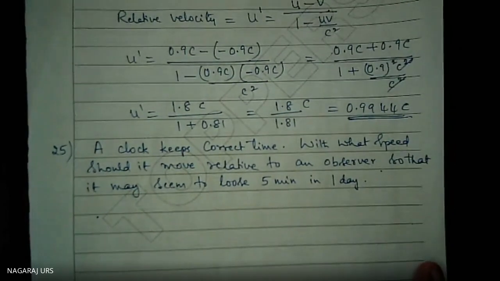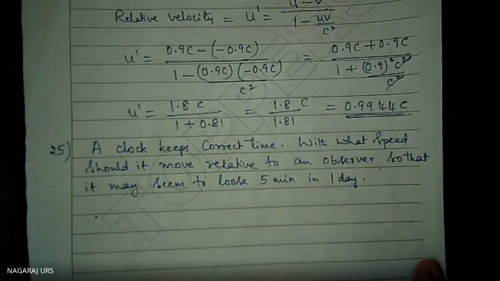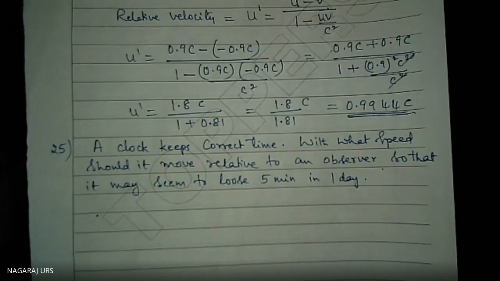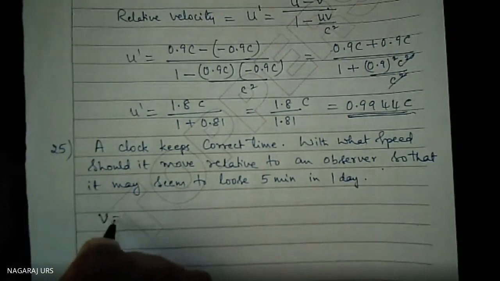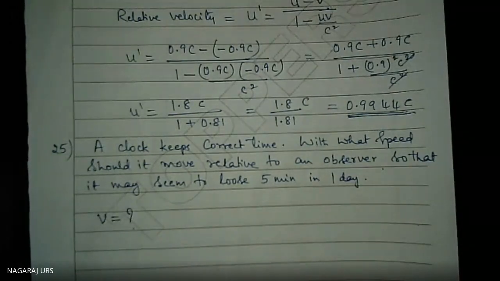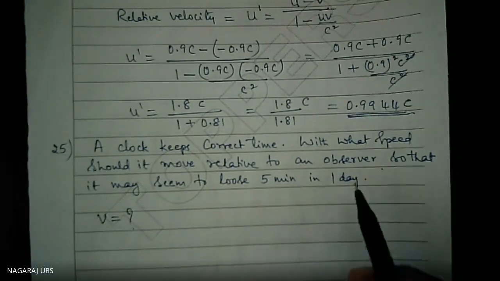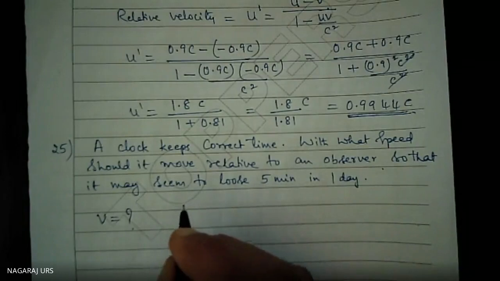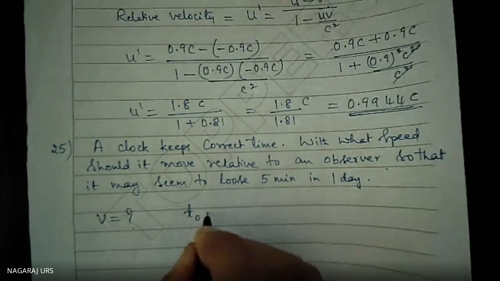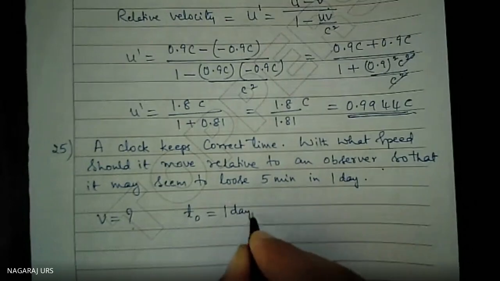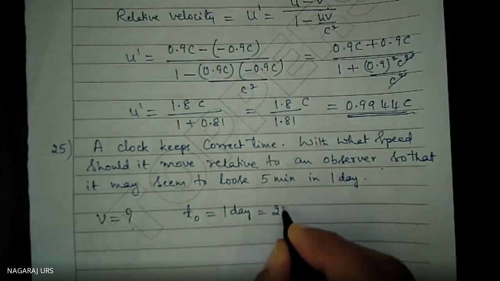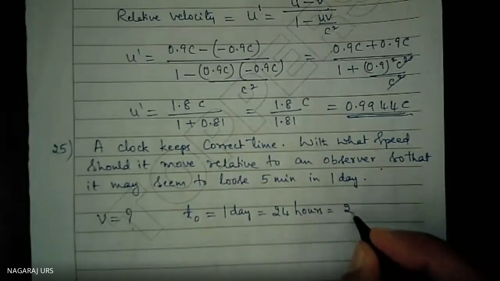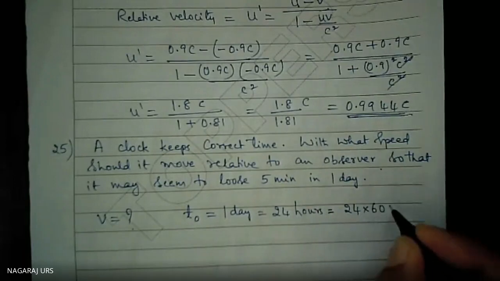Okay, are you doing the problem now? A clock keeps the correct time. With what speed should it move? Velocity we are supposed to calculate. In one day it is losing 5 minutes. Therefore, T naught is equal to 1 day, that is equal to 24 hours, that is equal to 24 into 60 minutes.